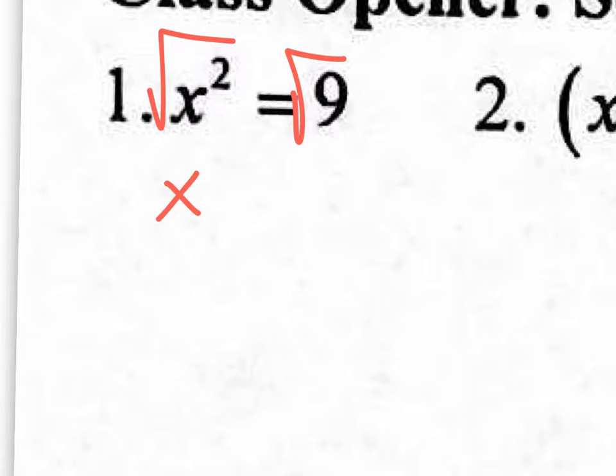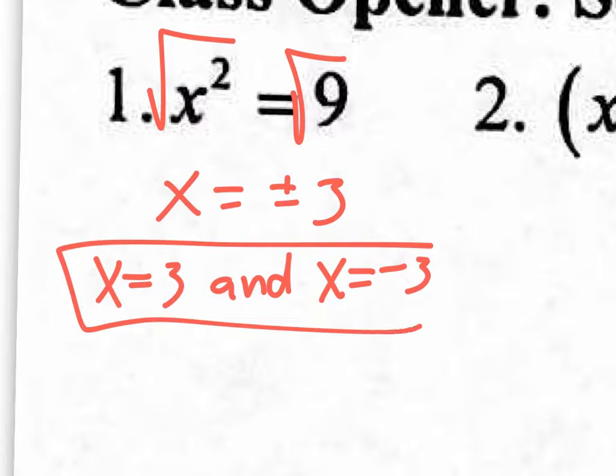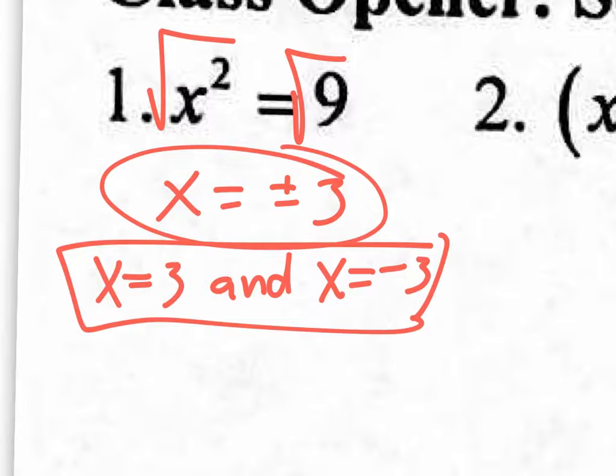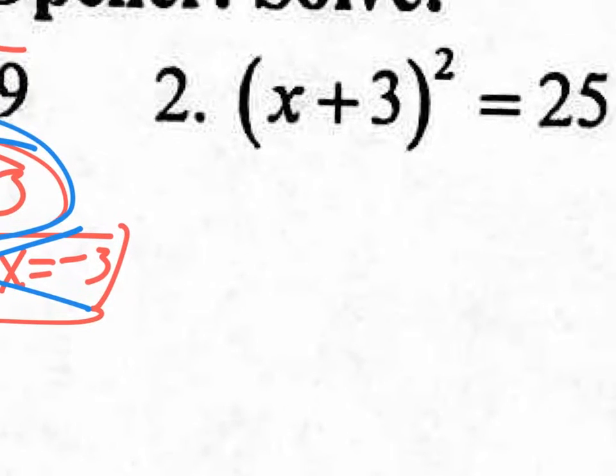So now you have x by itself equals, the square root of 9 is 3, but of course we have to put a plus or minus 3. What that really means is that x equals 3 and x equals negative 3. But who wants to write all of this when you could just write it with the plus minus right in front? So don't write all of this, right? Just keep it as x equals plus or minus 3. Yay? Okay, moving on. Number two.